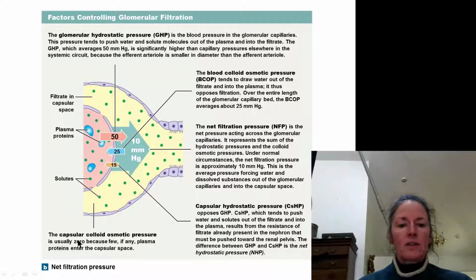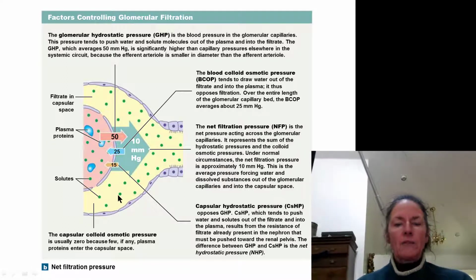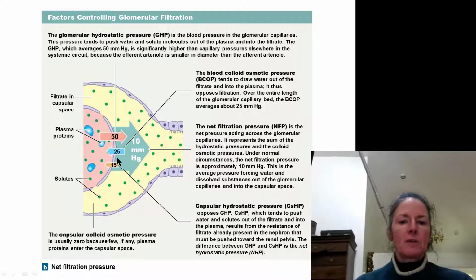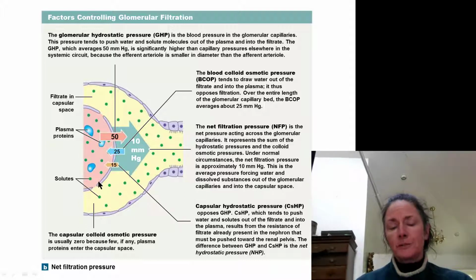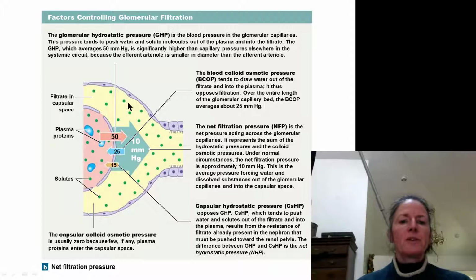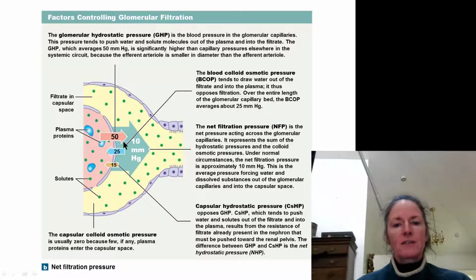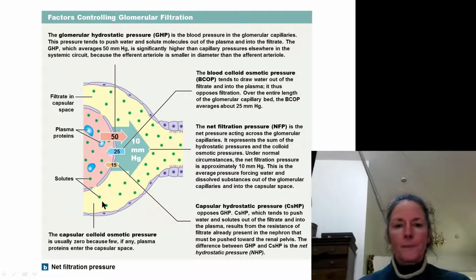One thing to note is that the capsular colloid osmotic pressure is pretty much zero, because we're not going to have plasma proteins in the capsular space. Now, if you have a pathology, then sometimes they'll get in there, and let's say the filtration membrane is damaged for some reason. Then some of these plasma proteins can get in here, and then that will skew the balance, and basically we'll have some colloid osmotic pressure within the capsule. So in a healthy kidney, we can just say it's negligible and say it's zero.